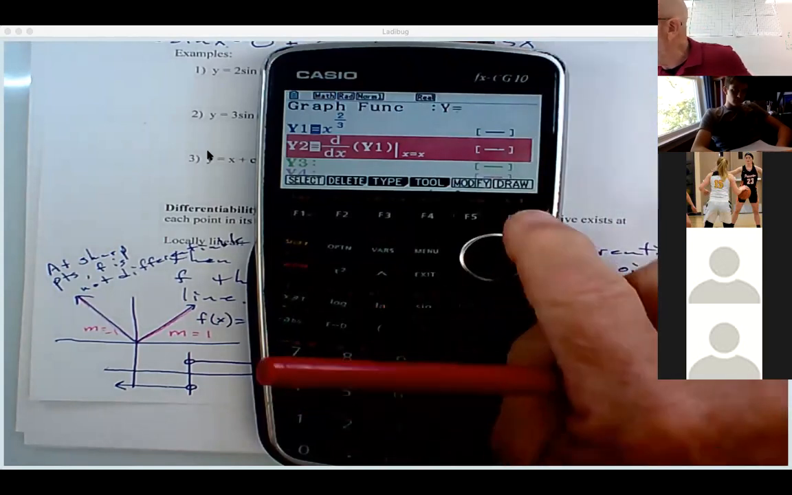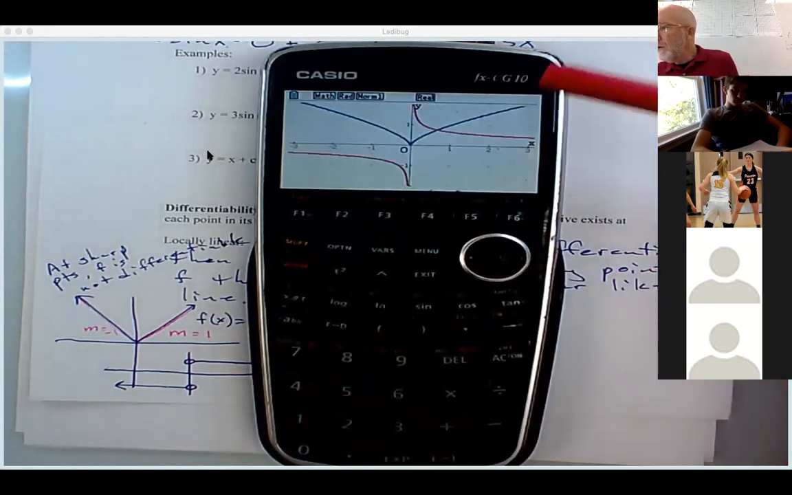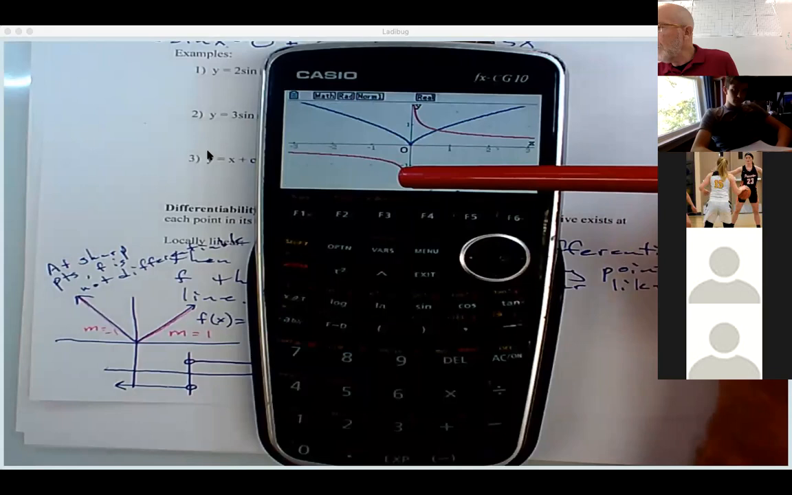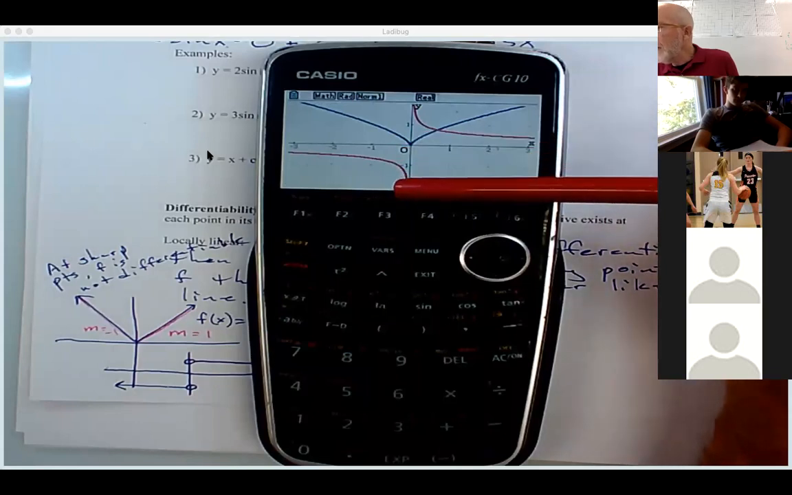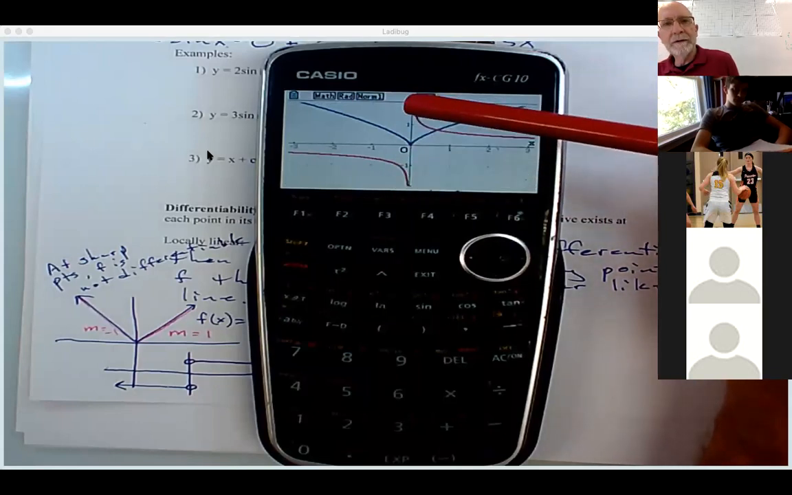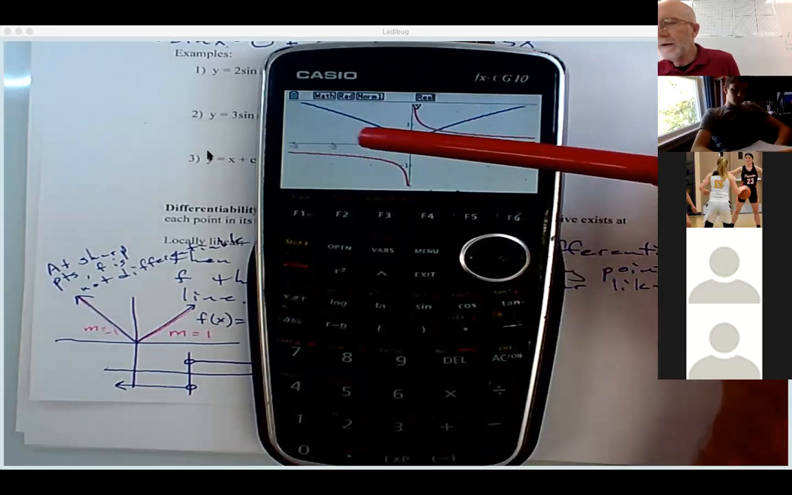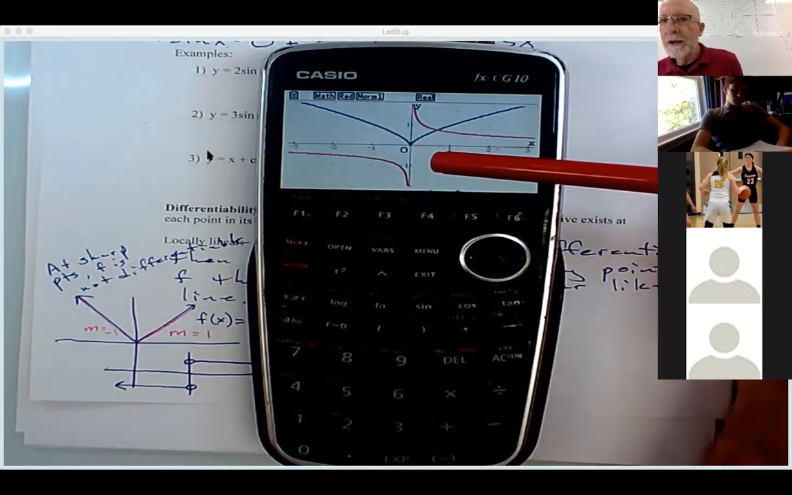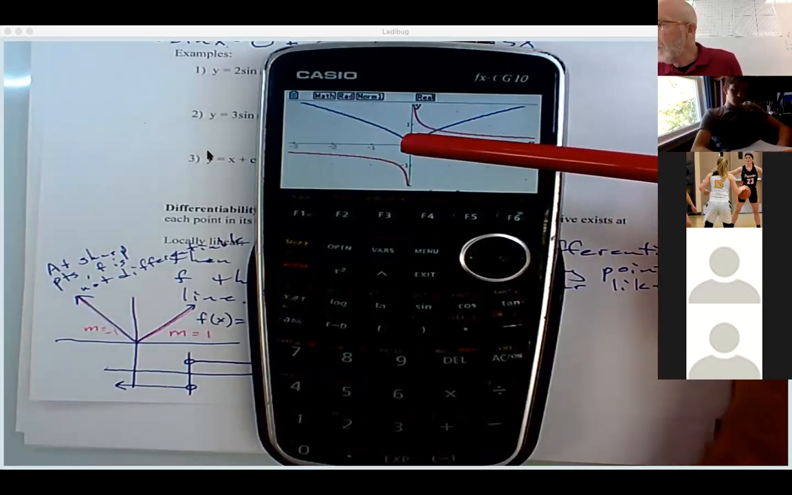Oops, I pressed the wrong button. They're becoming very, very negative. So if you look at its derivative, there's an asymptote right here, isn't there? This derivative is not continuous. It's not continuous at zero. This graph is not differentiable at zero, though it is continuous.